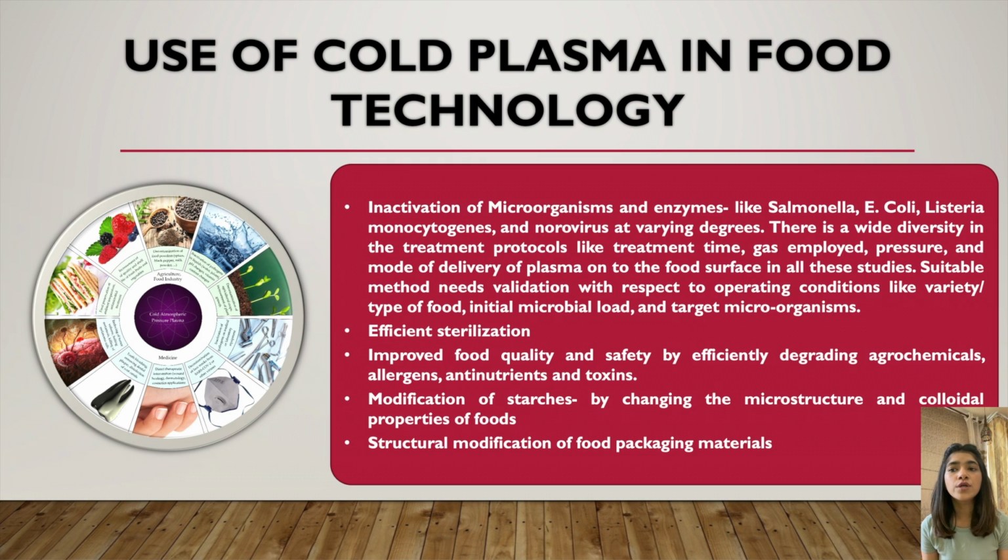Third is improved food quality and safety by efficiently degrading agrochemicals, allergens, anti-nutrients, and toxins. All of these can be degraded, and then the food quality can be improved with the help of the cold plasma technique. Fourth one is modification of starches. Modification of starches can be done by changing the microstructure and colloidal properties of foods. Last one is structural modification of food packaging materials. Even food packaging materials are being treated with cold plasma, and their structural modification is leading to better packaging materials.